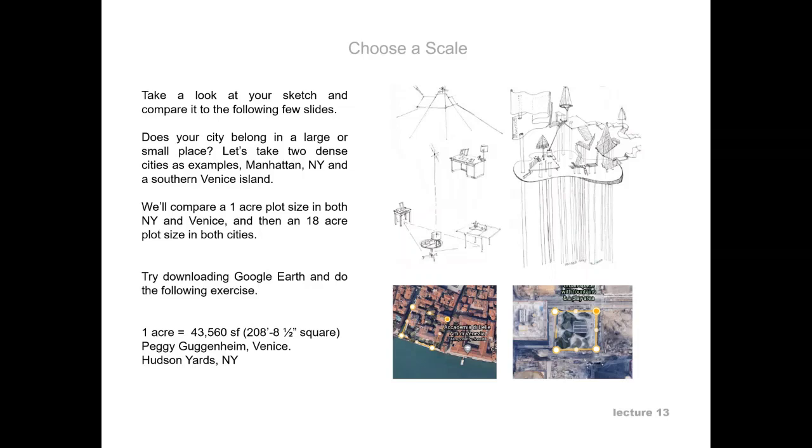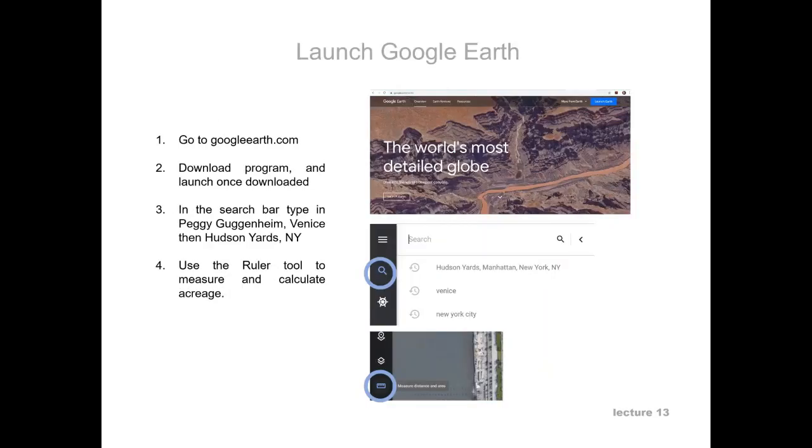In order to start comparing Venice and New York sizes and scales, whether that be an acre or 18 acres, I'm going to ask that you download Google Earth to do the following exercise. In our PDF, along with the lecture, I'm going to try to give you a little bit more direction so that you can follow along step by step.